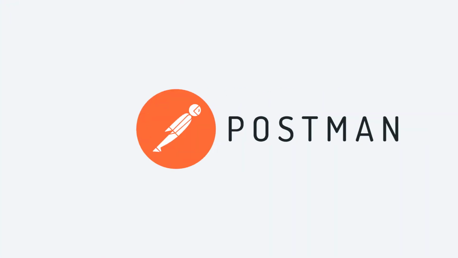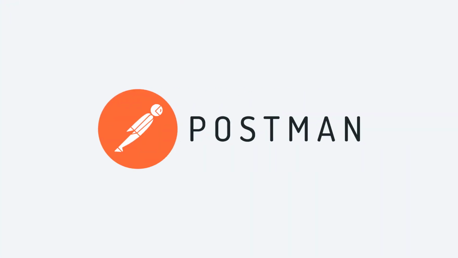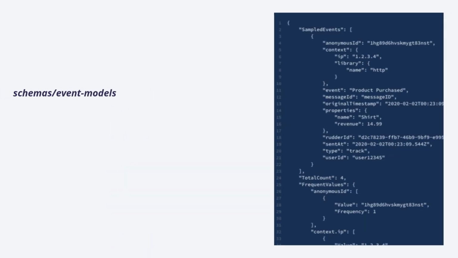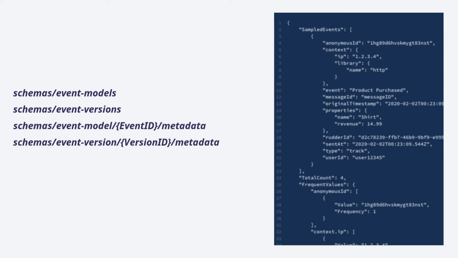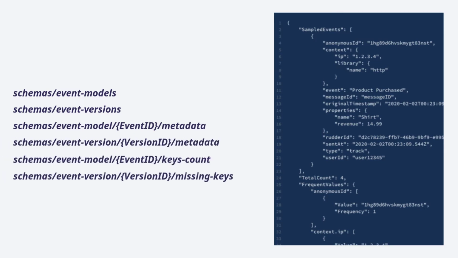All right, let's explore the features of the Data Governance API. First, note that most of our customers integrate the API into their existing workflow, but in this demo, we're going to use Postman to visualize the workflow for the walkthrough. Here are the features we'll cover. We'll access event models, we'll access event schemas, we'll access event metadata, we'll count keys for an event model, and we'll access missing keys for an event model.